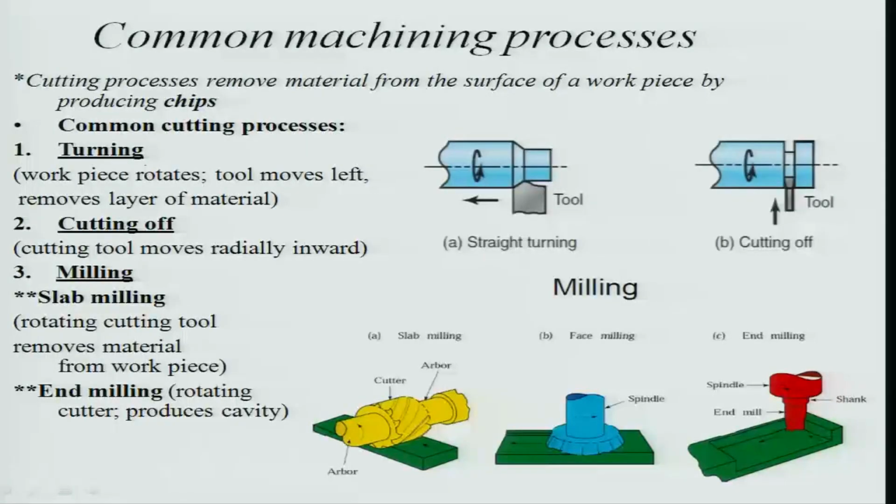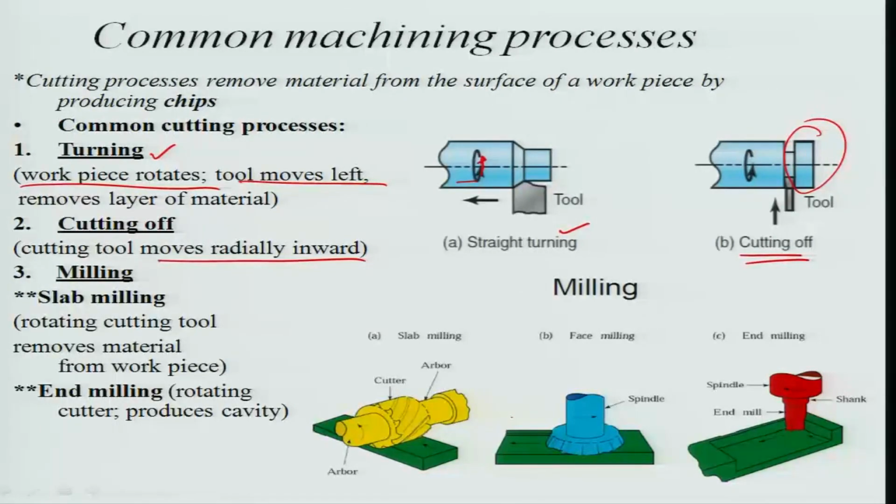So let us talk about now some of the processes. So we have the example of turning, where the workpiece rotates and the tool moves to the left direction. You can see here that the tool is moving perpendicular to the direction of the cutting velocity, which is actually tangential to the circular motion here, and this generates a cylindrical surface as we had earlier illustrated. So this is a case of straight turning. There is a cutting off. So basically this portion is now being shaved off using a parting tool. So this surface is completely eliminated from the cylindrical surface. So a cutting tool moves radially inwards.